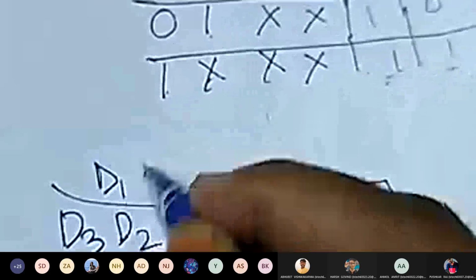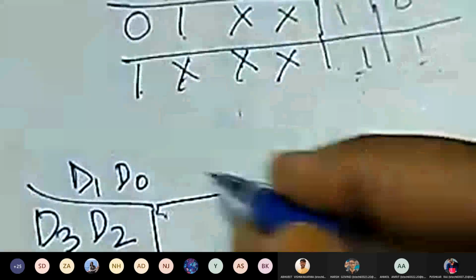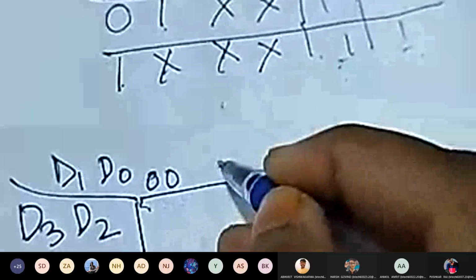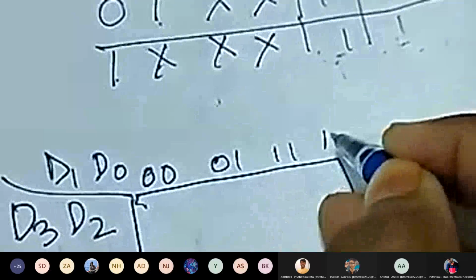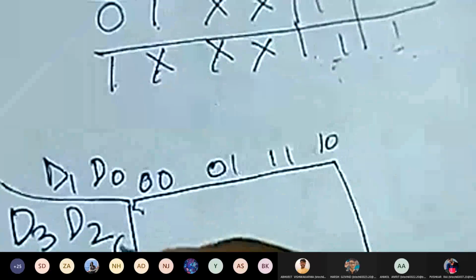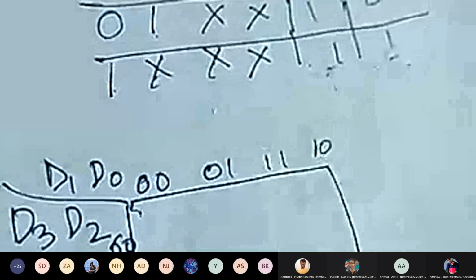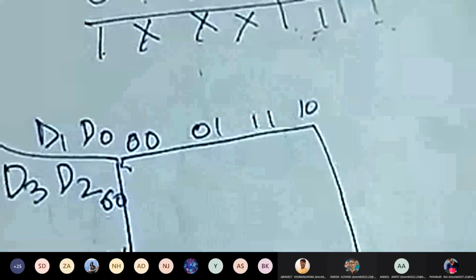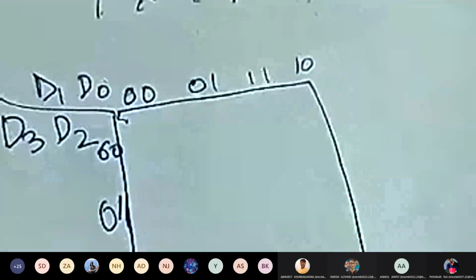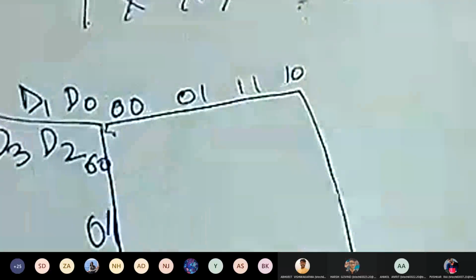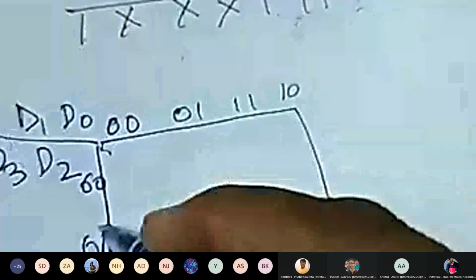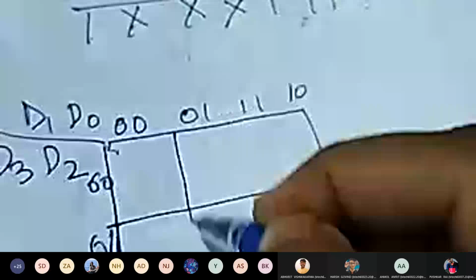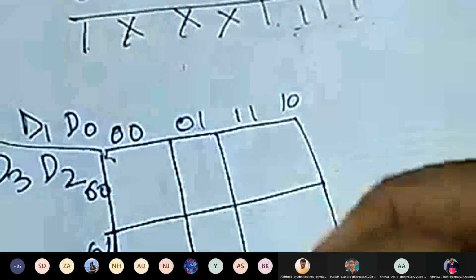So D3, D2, D1, D0. Okay, so write the expression 0, 0, 0, 1, 1, 1, 1, 0. Here also 0, 0, 0, 1, 0, 1, 1, 1 and 1, 0. So we'll make the cells for this. Okay, so we are making the cells. Now we'll put the value.